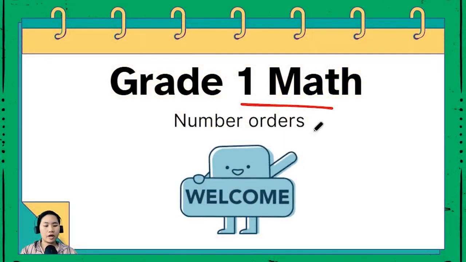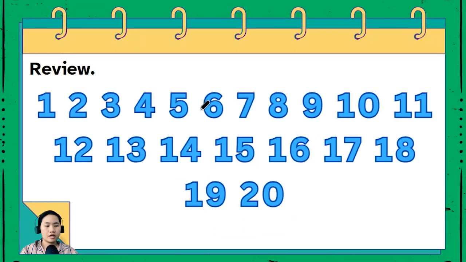Hello everyone. Welcome back to Tinateach Grade 1 Math. Today we'll be learning about number orders. Before that, let's have a little bit of a review from numbers 1 till 20. I hope that you remember. We'll be reading through it 2 times. The first time I'm going to go slow, and the second time I'm going to speak at a faster pace.